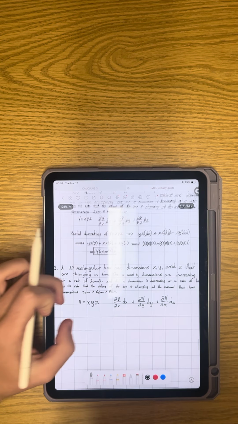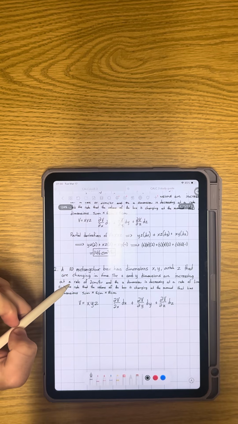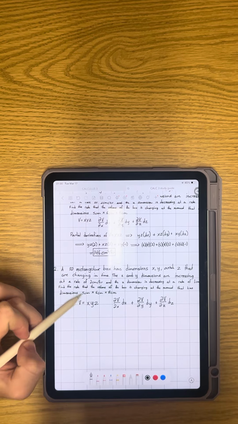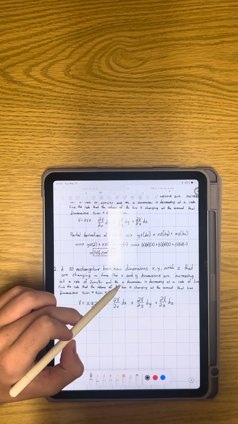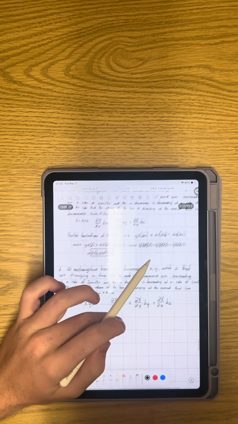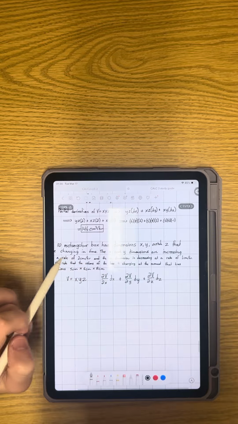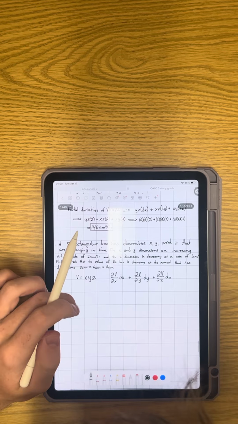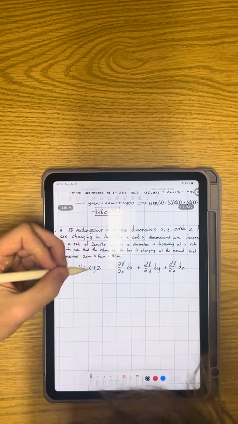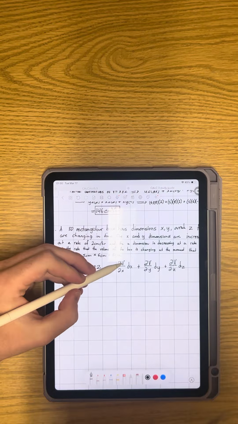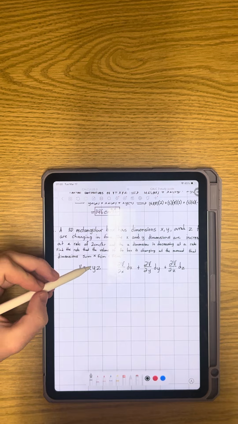Okay. So right off the bat, we already know our dx, dy, and dz. It is given in the word problem. It says the dimensions are increasing at a rate of 2 centimeters an hour for x and y coordinates, and decreasing at a rate of 1 centimeter an hour in the z direction.